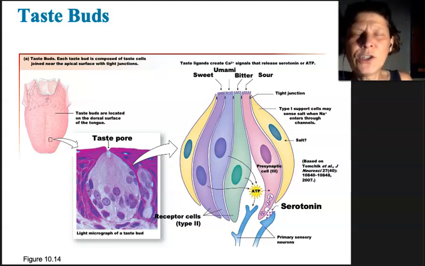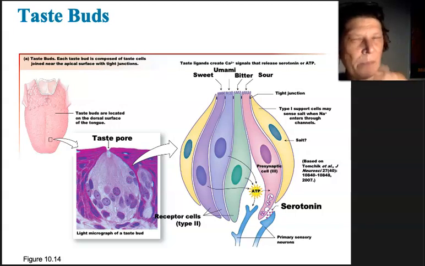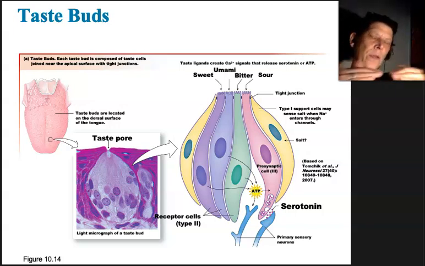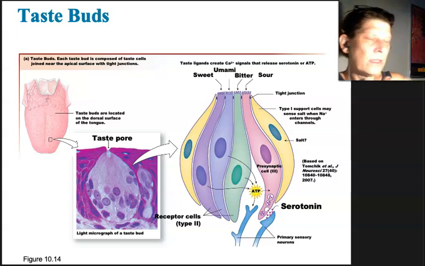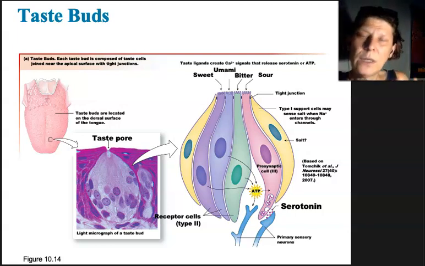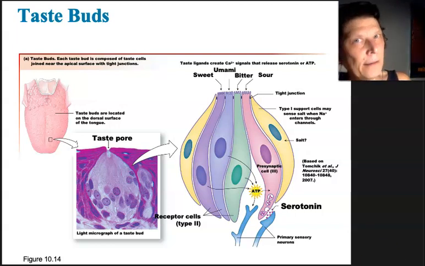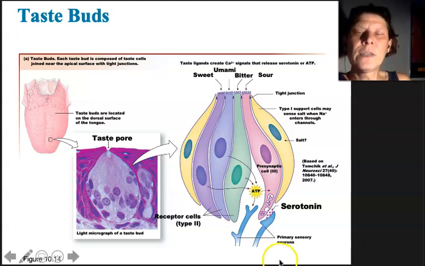That's really all I wanted to share with you in terms of sensory receptors, and I'm hoping that it works well with your lab that you will conduct soon, and finishing this lecture on receptors and afferent division, chapter 10.